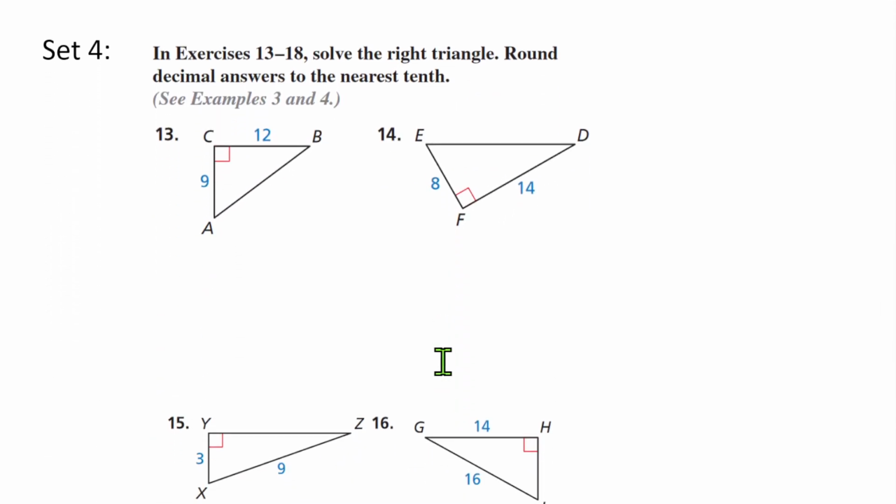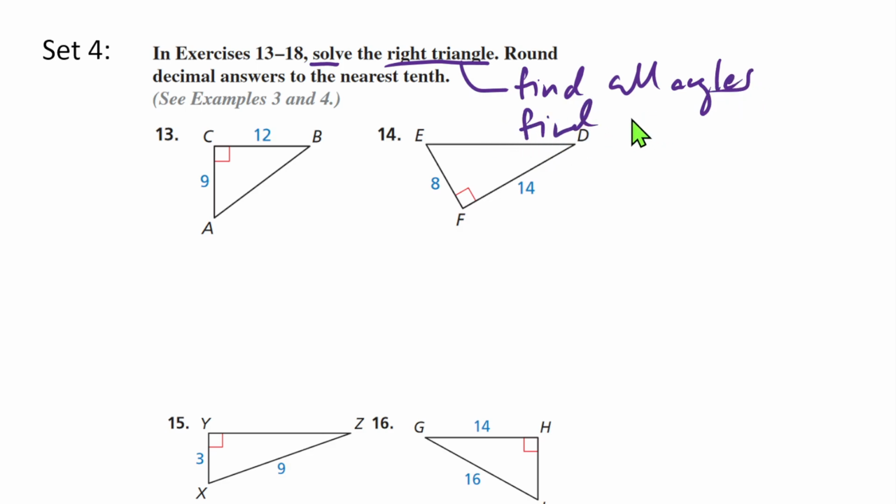Now these ones are very similar, except they say solve the right triangle. So what that means really is find all angles and find all the sides. And that might sound tedious, but remember, you can use the Pythagorean theorem. So you could say for this problem, if you want to find this piece right here, AB, the hypotenuse, you could say, oh, 9 squared plus 12 squared equals that piece. And there's another tool you can use.